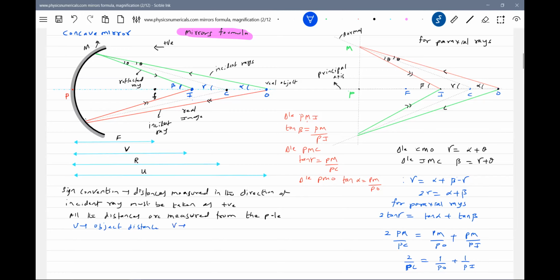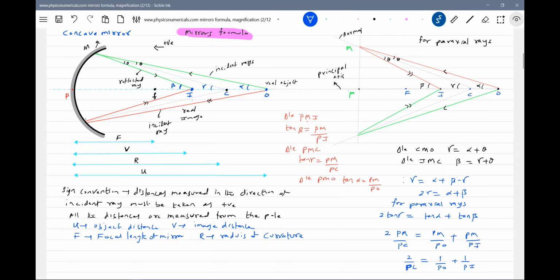This is the first time, no? Okay, let me clearly give all the information. What is F? F will be focal length. What about R? R is called the radius of curvature.